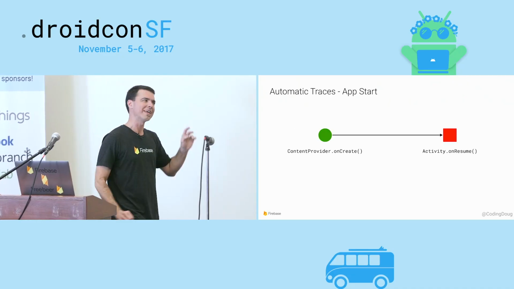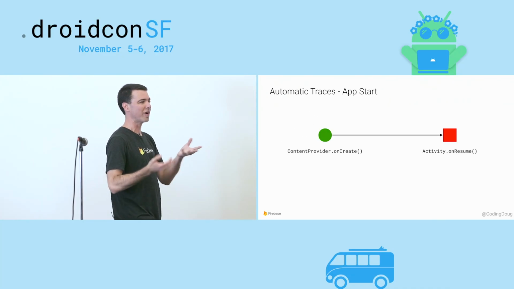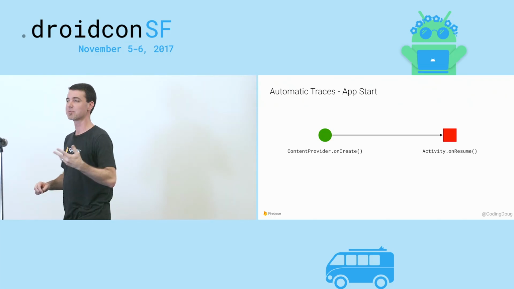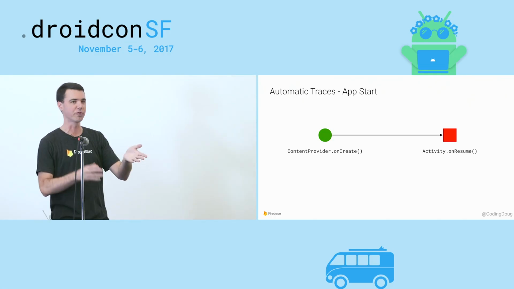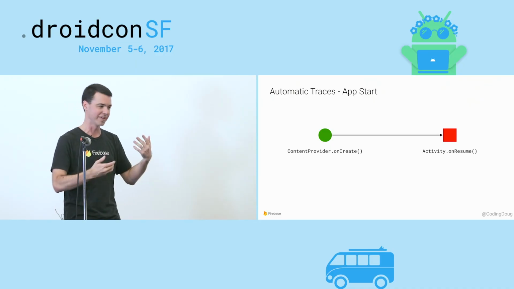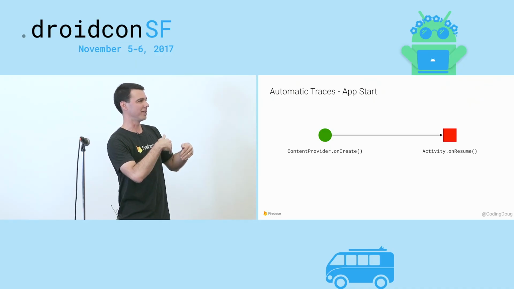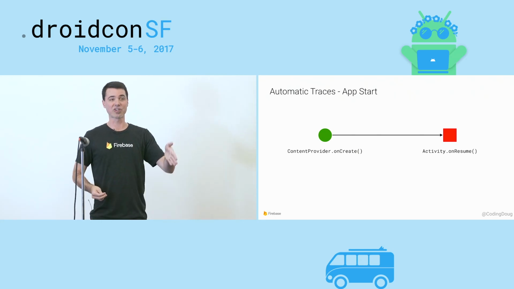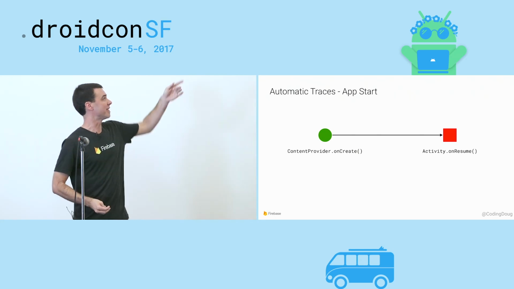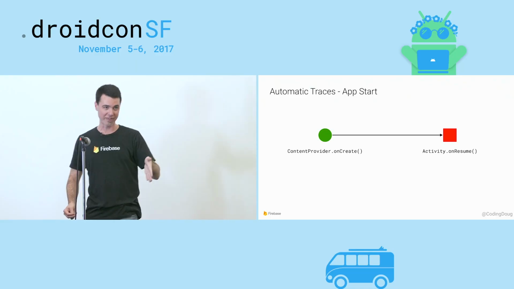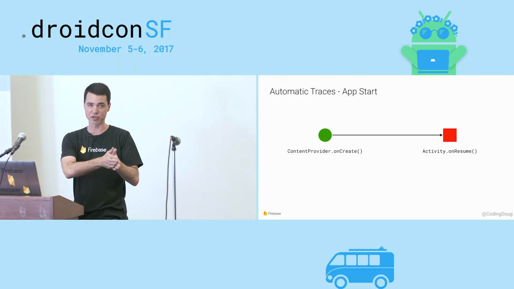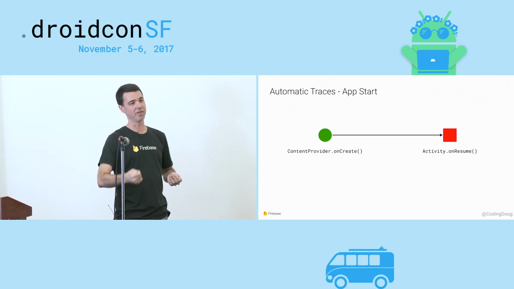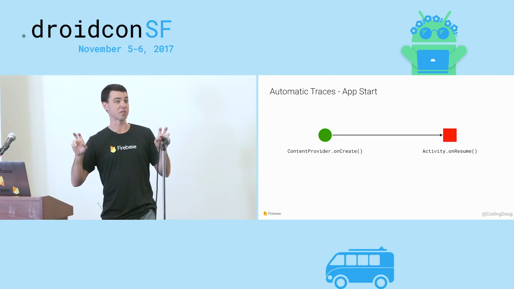So with app start, how does it measure what a cold start is? We define cold start as a content provider onCreate. Performance monitoring will inject a content provider. For those of you who don't know what a content provider is, it's basically a way that apps use to share data with each other. We're kind of using it here because it gets initialized early, like first thing in your app. So this is how we know when your app is launched. This first thing, the content provider onCreate, measures the beginning of a trace. And it will go until the first activity's onResume is called. And that's when we say the app is basically responsive.